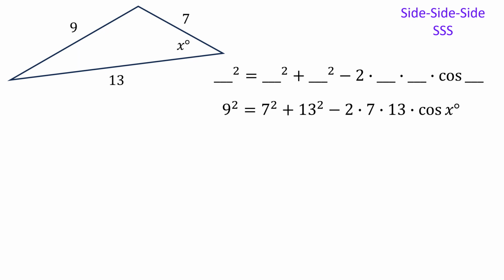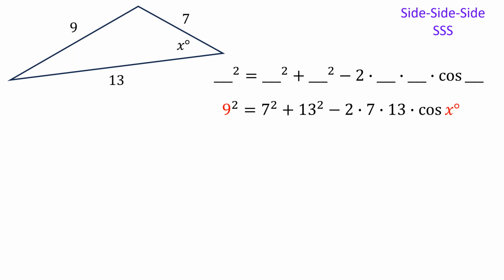What you may or may not have noticed is that the two sides that make the angle we're looking for, the 7 and the 13 form the x, they go in the middle of the law of cosines. The angle goes inside the cosine. That we don't know. The 2 is always there.